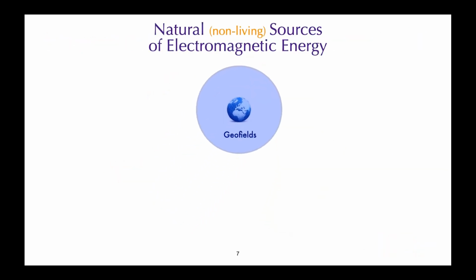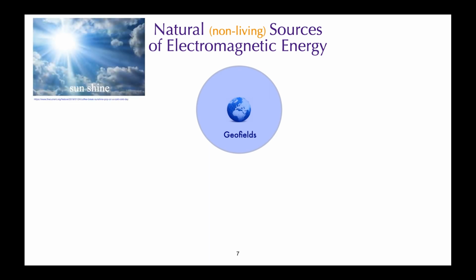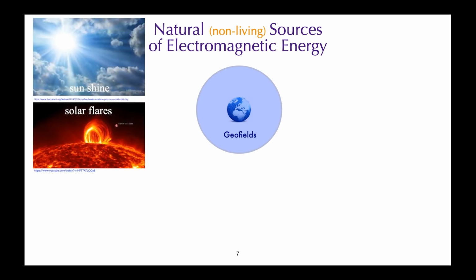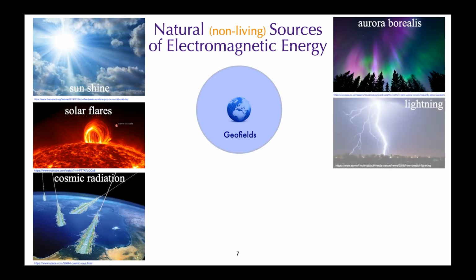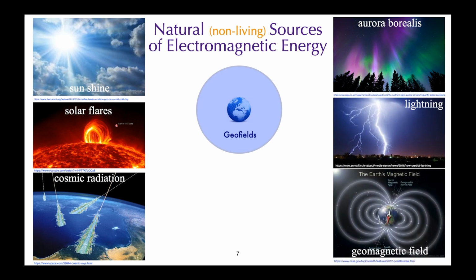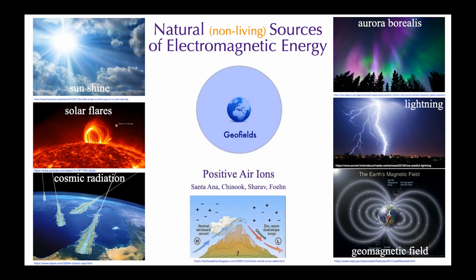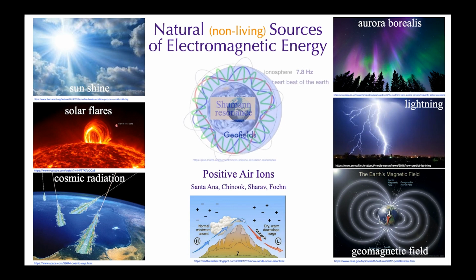These are some of the more common natural, non-living sources of electromagnetic energy that we get from the sun, solar flares, from the cosmos, from the northern lights, lightning, the Earth's geomagnetic field, air ionization, and Schumann resonance, or the heartbeat of the Earth. And all of these are biologically active. What I mean by that is that these fields have biological effects, and there is a lot of information about this in the scientific literature.